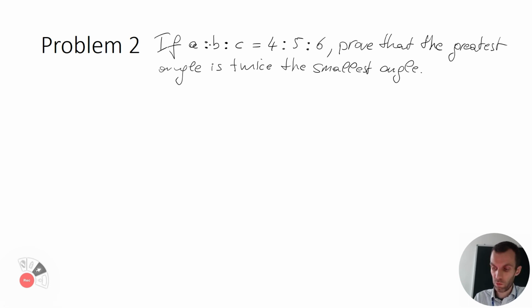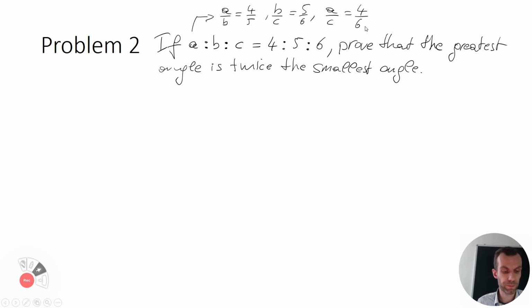And if you're not familiar with this notation, this proportionality, what this means is that A divided by B is 4 over 5, B divided by C is 5 over 6, and A divided by C is 4 over 6. So again, I'll give you a couple of minutes to play with this. You pause the video and you can rejoin me when you're ready and you want to compare your solution.